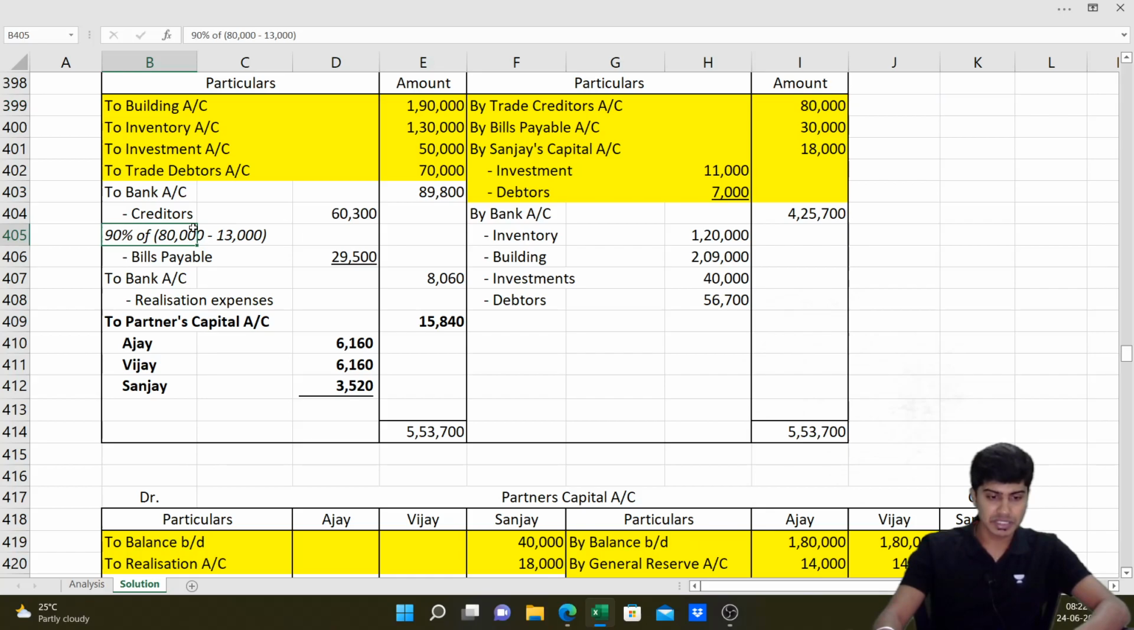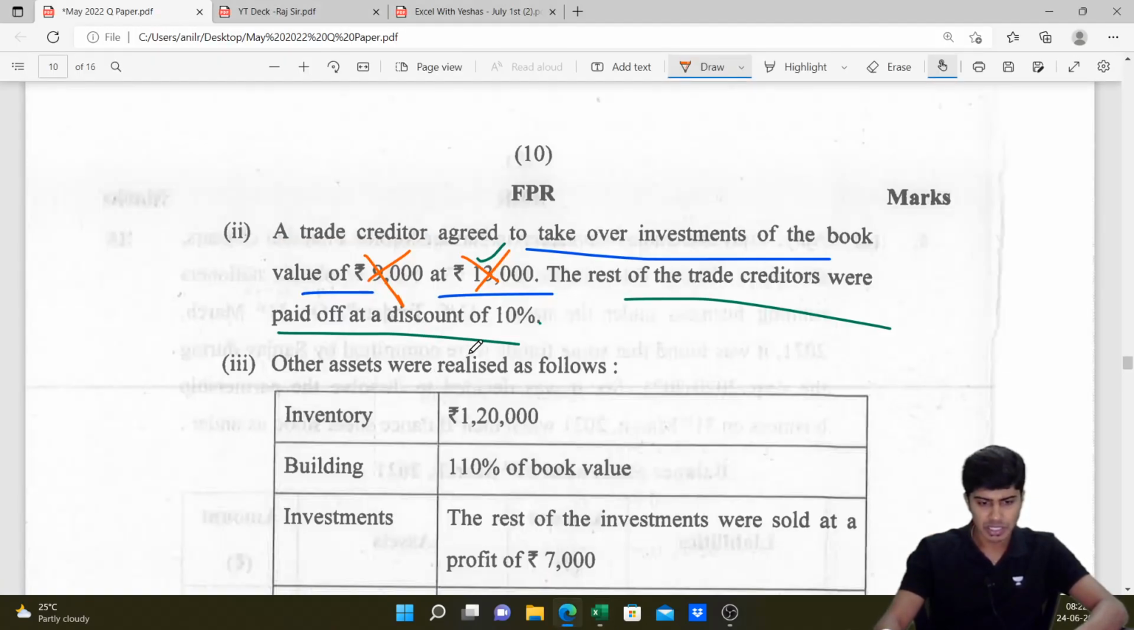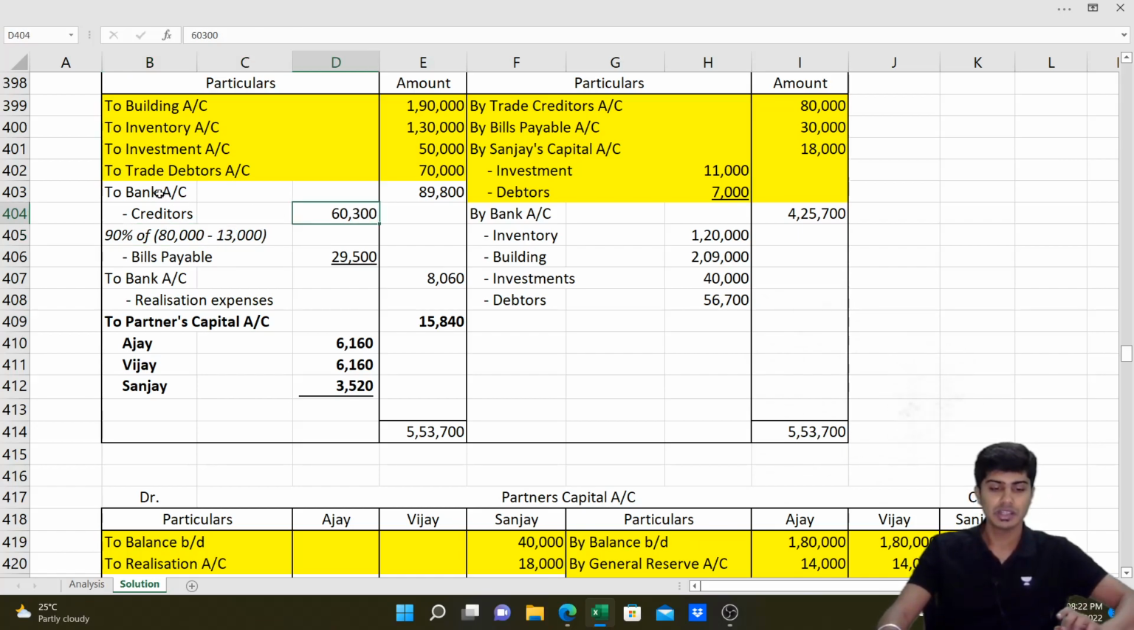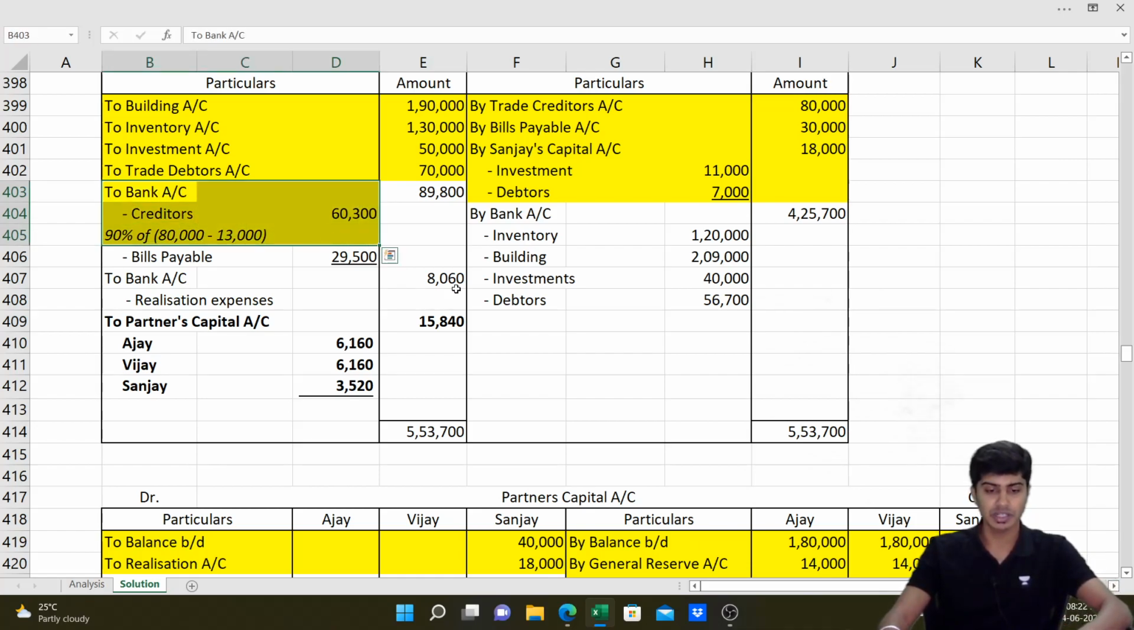Observe, 90% of creditors. 90% is basically 10% minus. So 80,000 minus 10% minus 13,000 into 90%. Because 10% is discount, we pay 90%. That's what I was telling. 60,300 is what we get. So we basically end up paying 60,300.